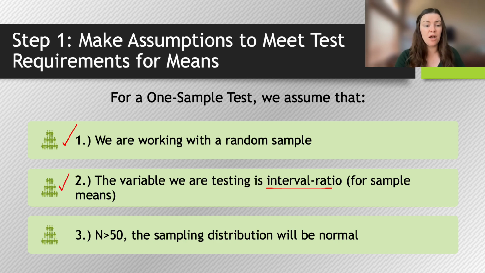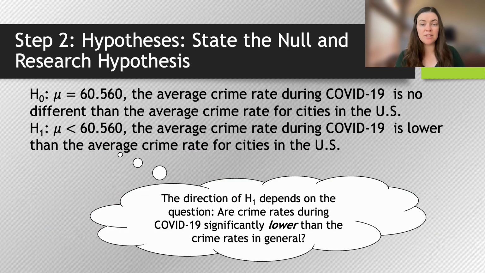So we can check this one off as well. And we also know that we have a sample of greater than 50, so we've met all of our assumptions that we need to in order to proceed with our next step. Our second step is to state our null and research hypotheses.